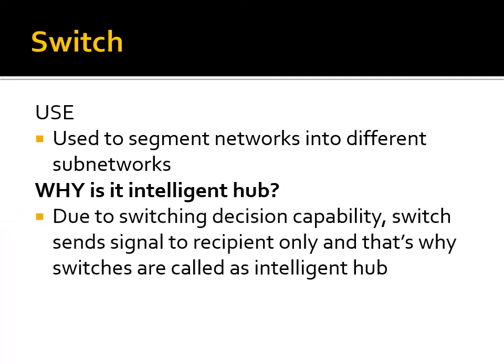Why can we say a switch is an intelligent hub? Because of its decision capability. The switch device sends the signals to the particular receiver. That's why it's called an intelligent hub. A hub sends the message to all the computers connected to the hub, but a switch sends to only the intended one.